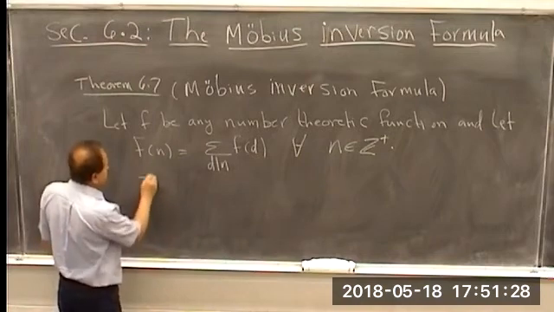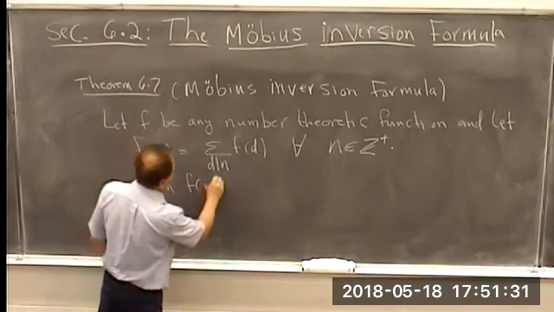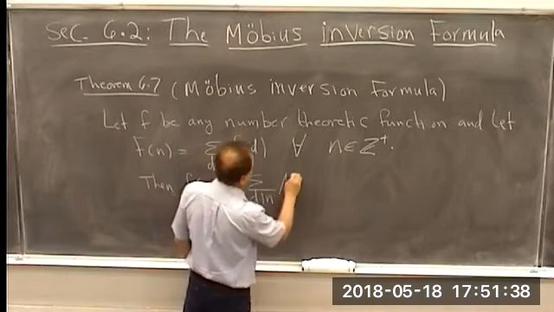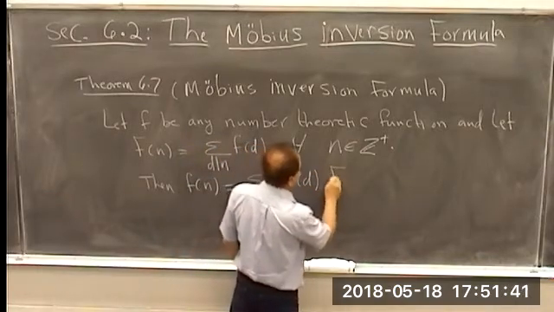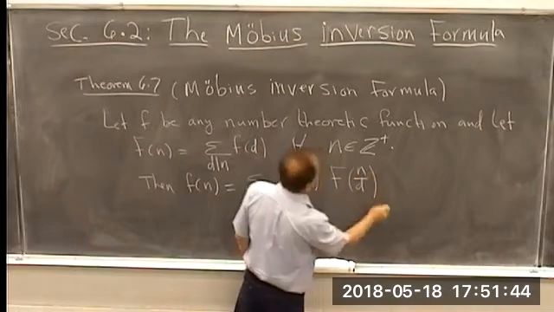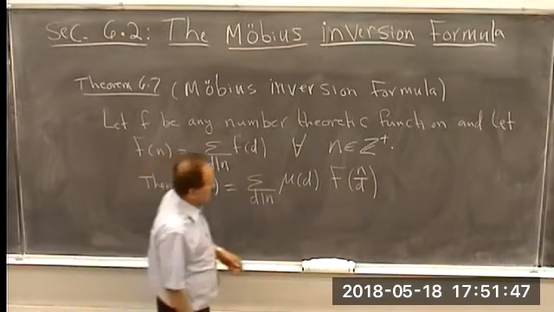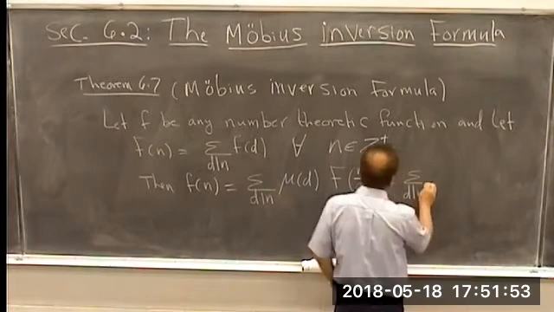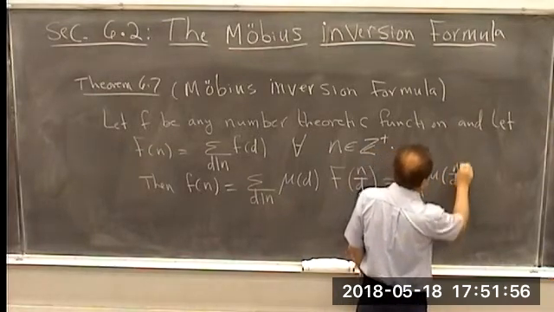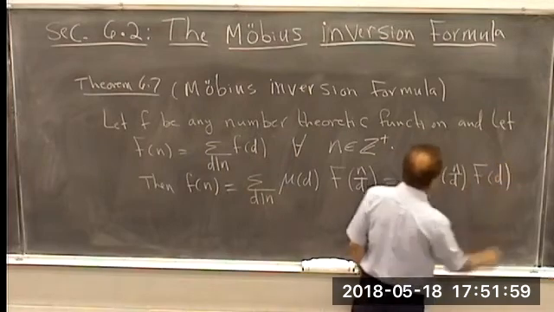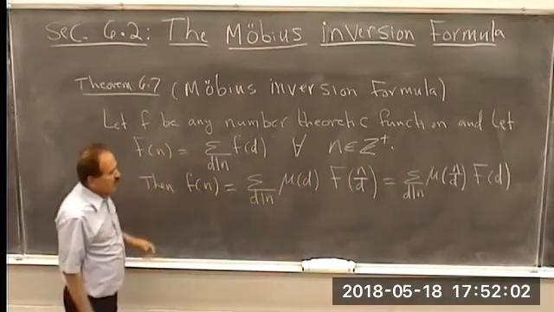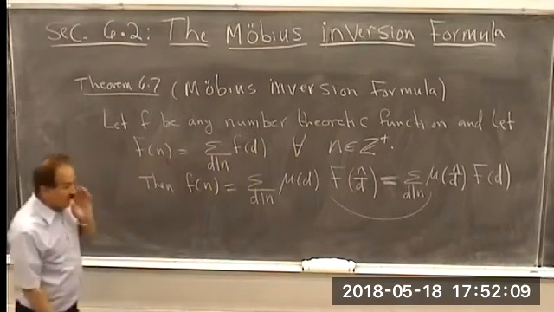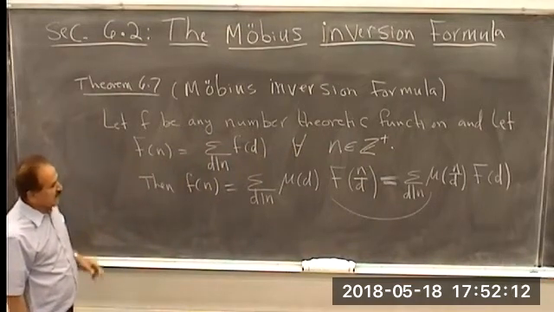Then f of n is equal to the summation over d dividing n of mu of d times f of n over d, like this. And this is also equal, we could express it the other way around, to the summation over d dividing n of mu of n over d times f of d. First of all, let's take care of why these are equal. We're going to be using this argument in several places.